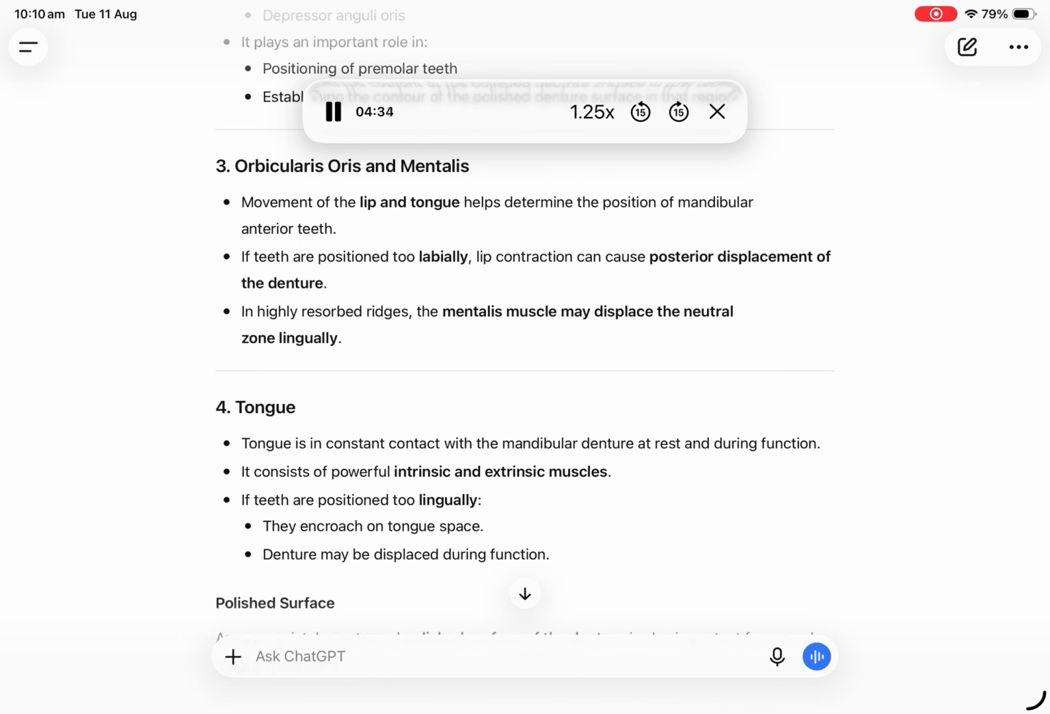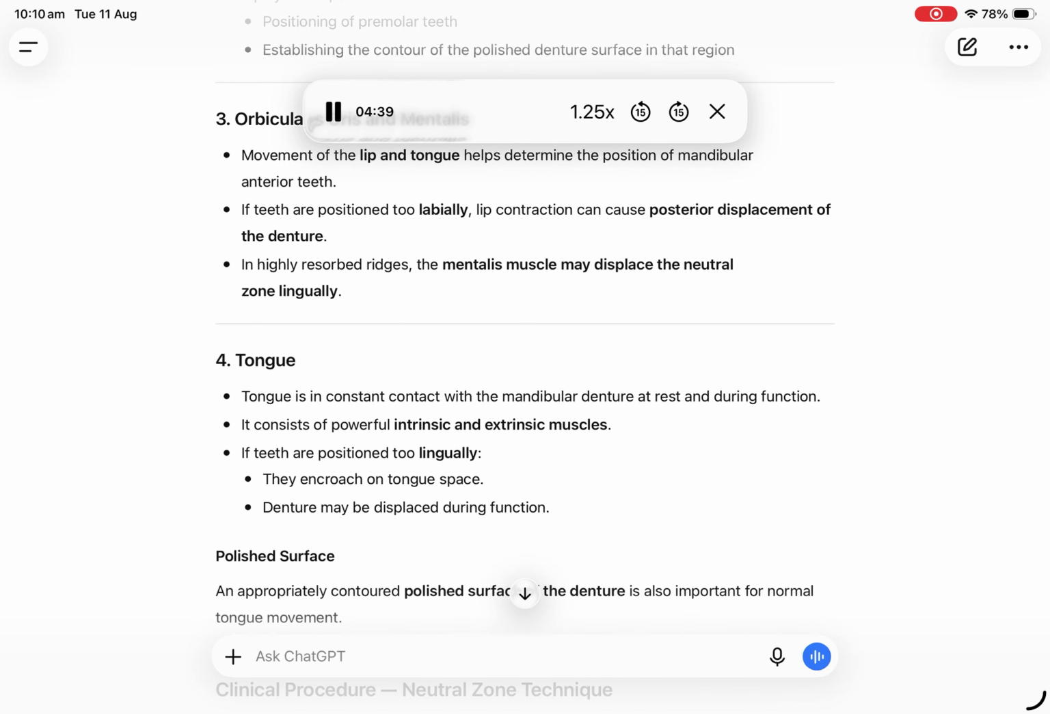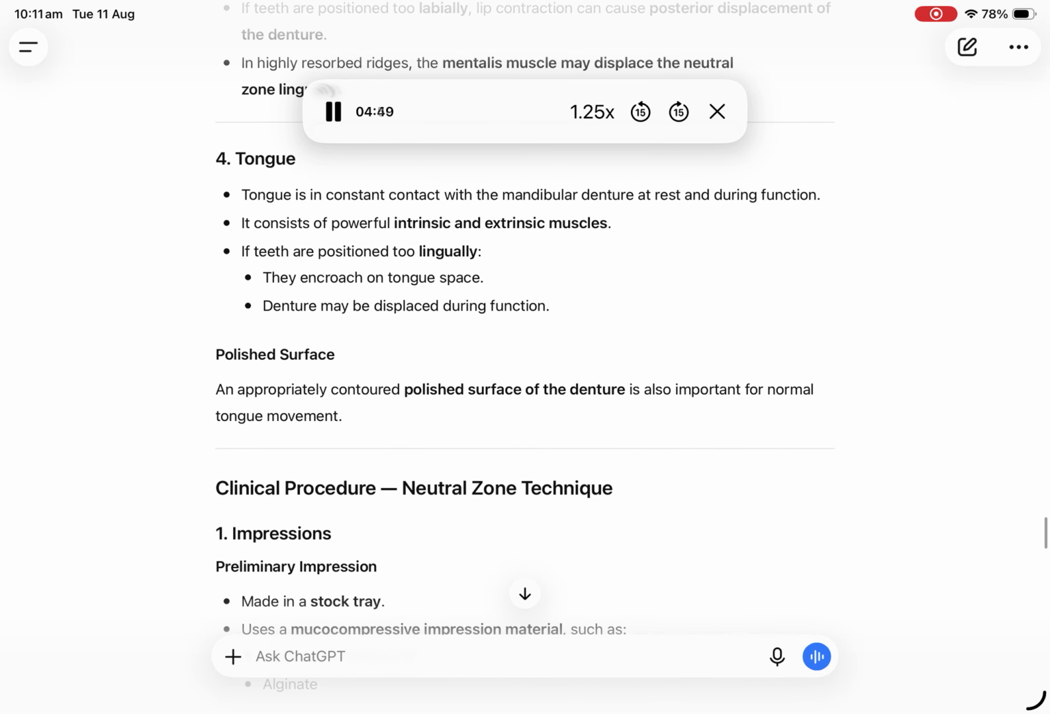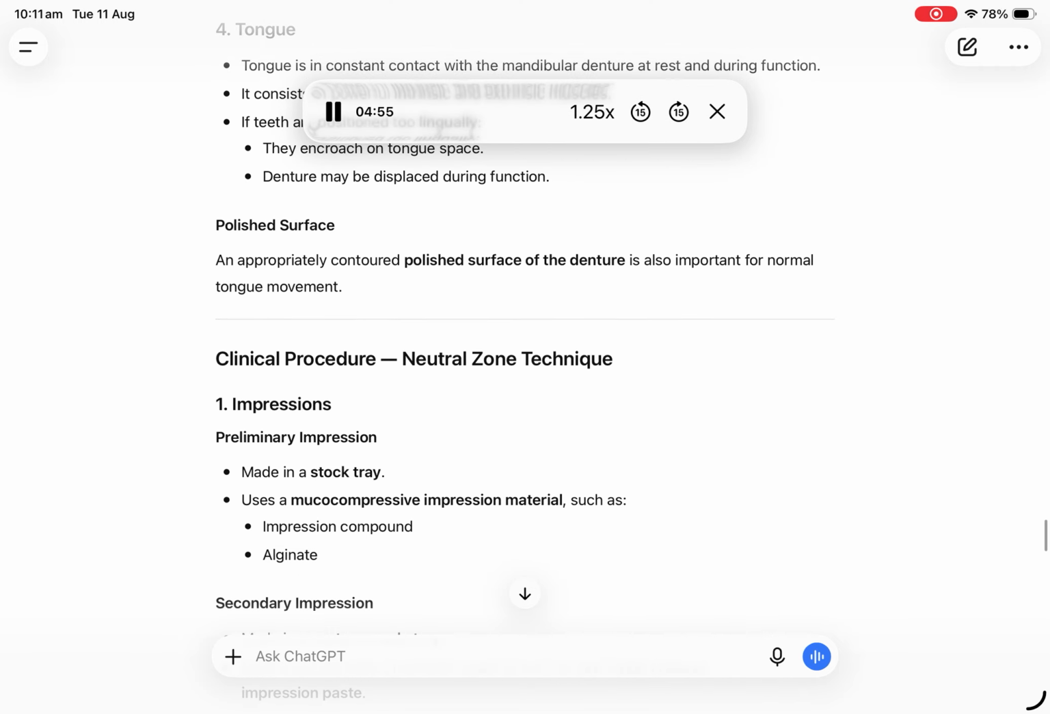4. Tongue. The tongue is in constant contact with the mandibular denture at rest and during function. It consists of powerful intrinsic and extrinsic muscles. If teeth are positioned too lingually, they encroach on tongue space. Denture may be displaced during function. Polished surface. An appropriately contoured polished surface of the denture is also important for normal tongue movement.